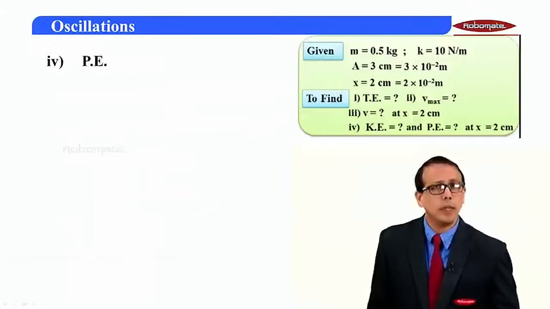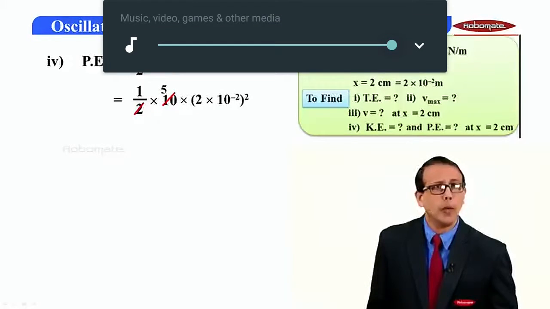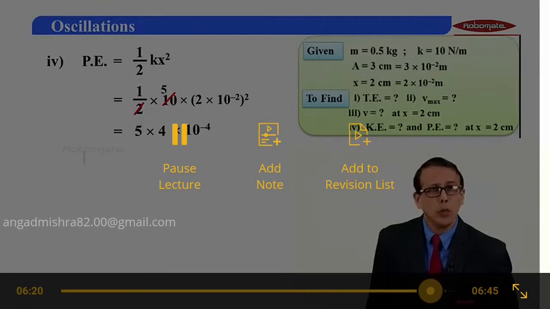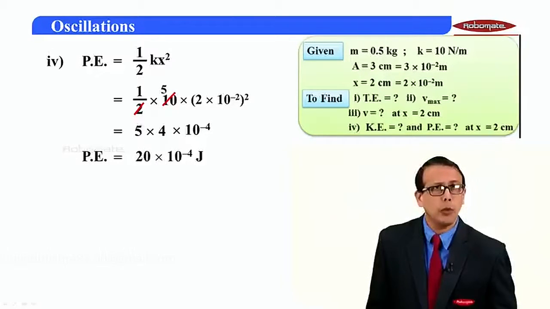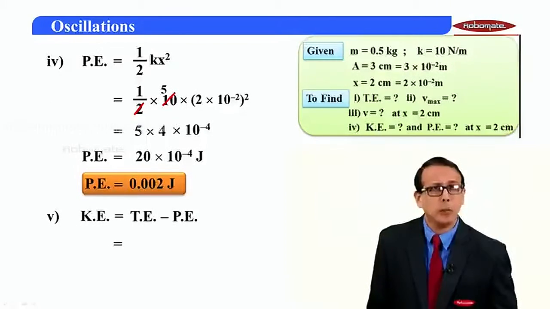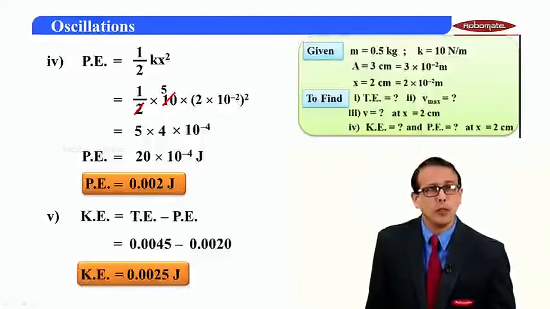Let's see our next quantity. Potential energy is half k x square. So let's write down the value, that is half into 10 into the value of displacement, (2 into 10 raised to minus 2) square. Half of 10 is 5. On squaring the other term we get 5 into 4 into 10 raised to minus 4, which is 20 into 10 raised to minus 4 and can be written as 0.002 joules. And our final term, that is kinetic energy, total energy minus potential, 0.0045 minus 0.0020, which is nothing but 0.0025 joules.